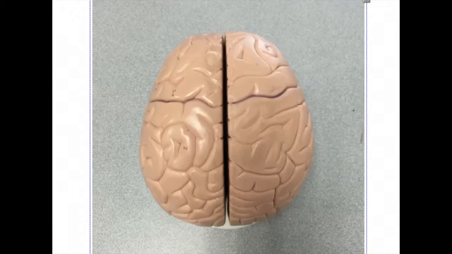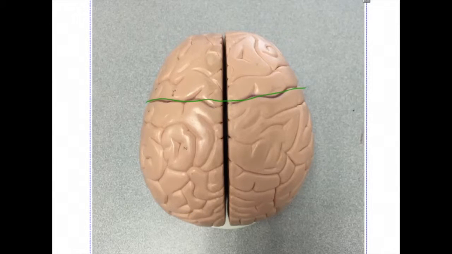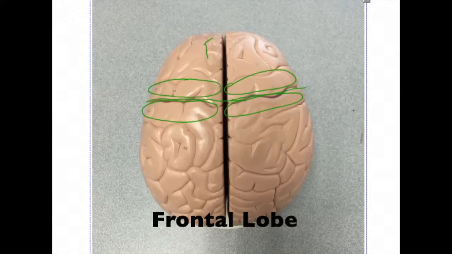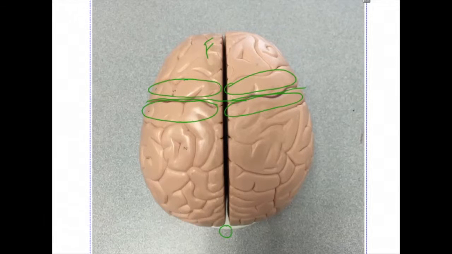In this view, you can see the central sulcus located here. Again, the precentral gyrus and the postcentral gyrus. You have your frontal lobe up here and your occipital lobe back here. This is the right hemisphere of the brain, and this is the left.